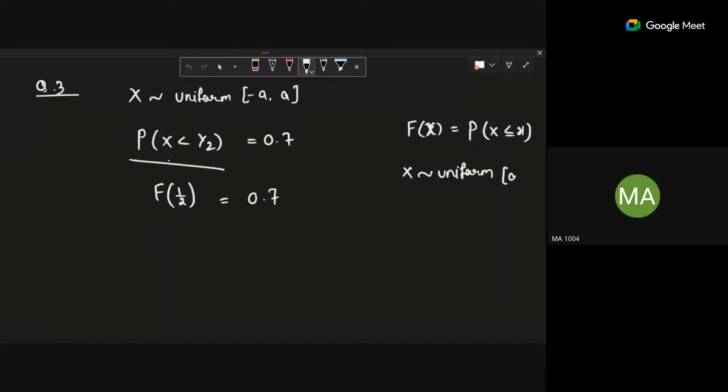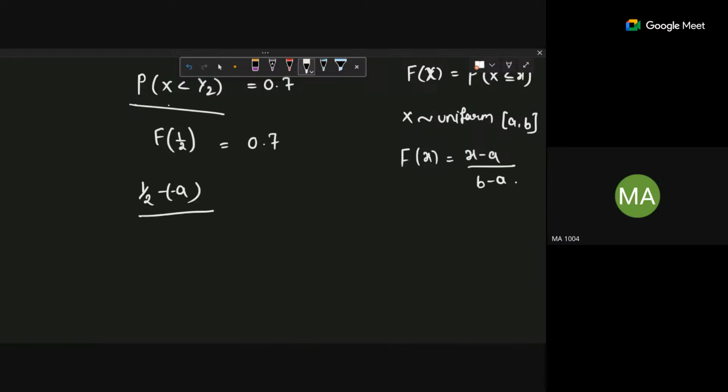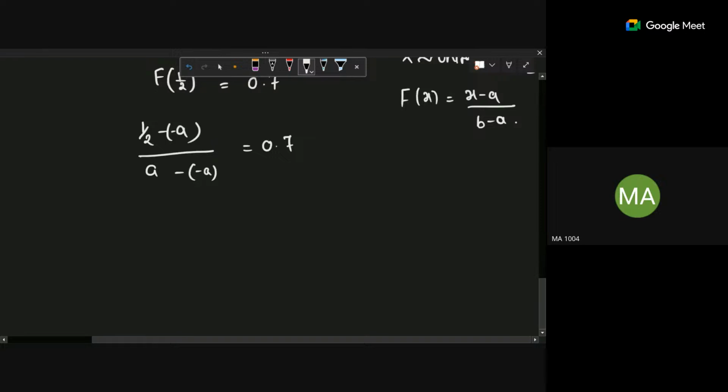Uniform distribution, let's say a comma b. In that case, our F of x or CDF is nothing but (x minus a) upon (b minus a). So what is a in our case? It is minus a, and b is a, and x is 1 by 2. So just put all this value here. So we'll get (1 by 2 minus of minus a) upon (a minus of minus a), which is equal to 0.7. Now one equation and one unknown variable, obviously we can solve it.